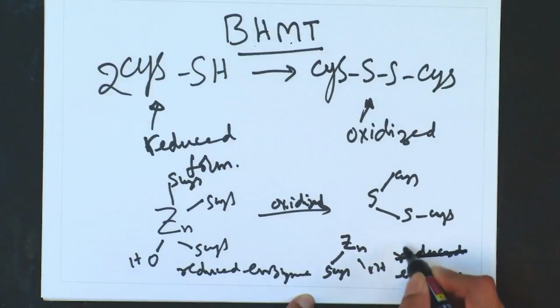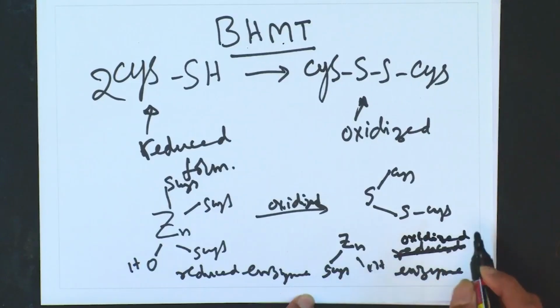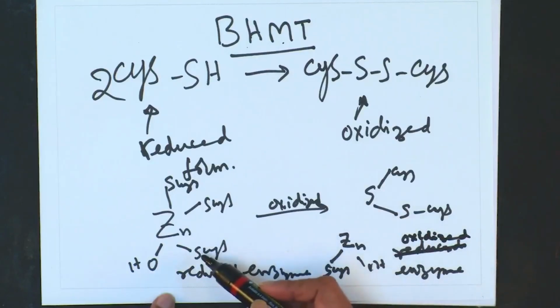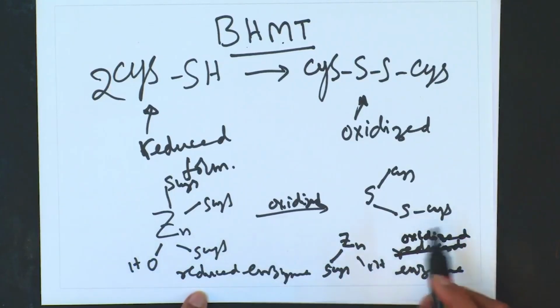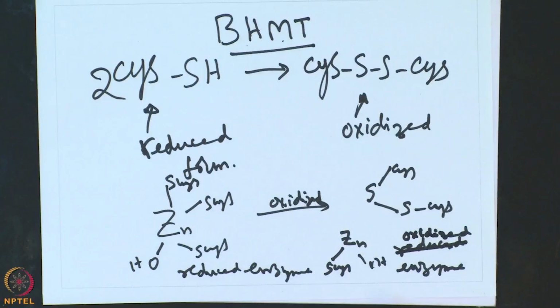This is not the reduced one, this is the oxidized system. This is an oxidized enzyme, the reason is the SS bond is there, and this is the reduced one, where the SS is broken to S cysteine and cysteine. So, on the left side is the reduced enzyme, on the right side you have the oxidized enzyme. But in both cases zinc is zinc 2 plus, there is no difference. Okay. So, I hope this is clear in this particular system, betaine homocysteine methyl transferase.